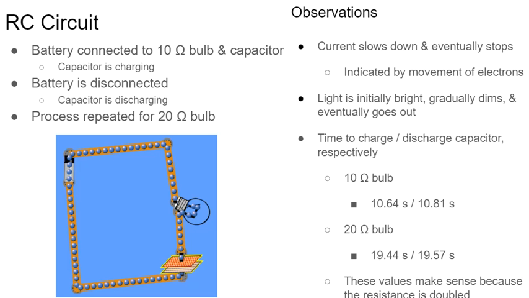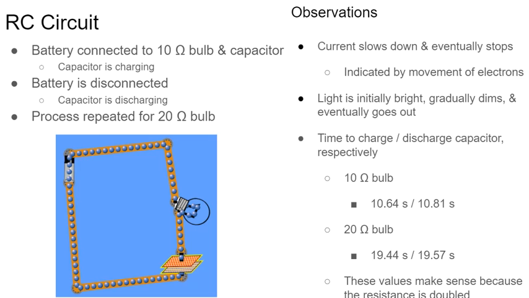Then we looked at an RC circuit, and first the battery was connected to the 10 ohm bulb and a capacitor, and so the capacitor was charging, and then the battery was disconnected, so the capacitor was discharging, and then we repeated the process for the 20 ohm bulb. We found that in each of these steps, the current slowed down and then eventually stopped, which was indicated by the movement of the electrons. And also the light is initially bright, gradually dims, and eventually goes out.